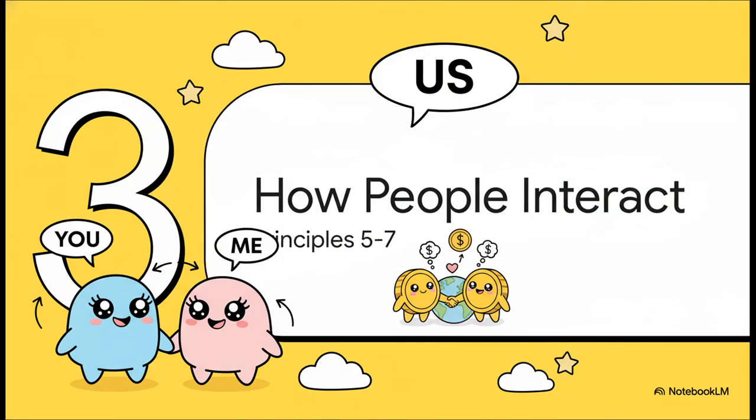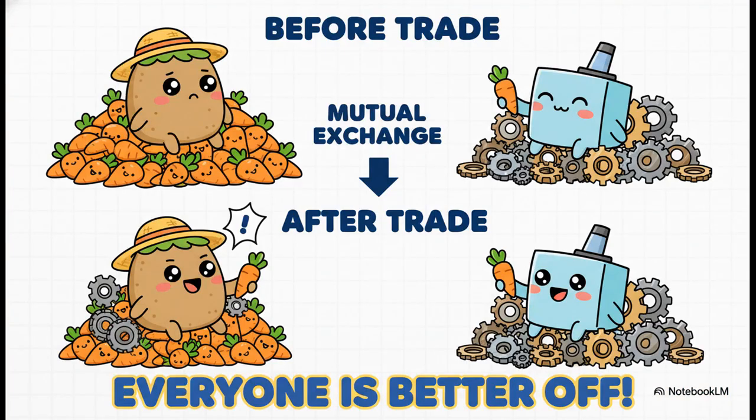But of course, none of us live in a bubble. Our choices affect other people. So now let's zoom out a bit and look at how we all interact with each other. We're moving from you to us. And that leads us right into principle number 5.